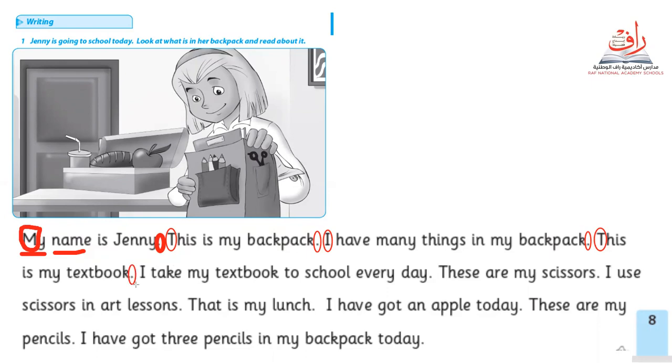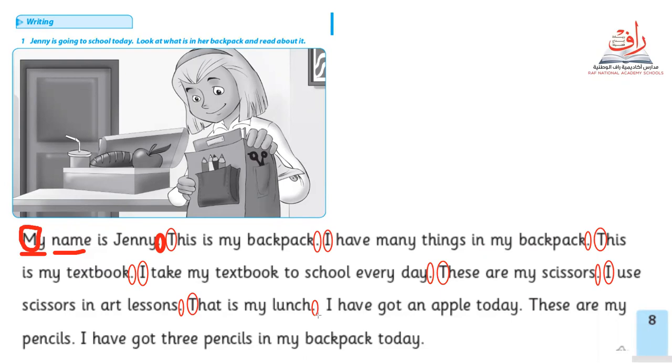She wants to tell us that she has a textbook. Okay, what else, Jenny? Let's start again. I, capital letter, take my textbook to school every day, with a full stop. These, starting with the capital letter, are my scissors, with a full stop. I use scissors in art lessons. Don't forget the capital letter I and the full stop. That, capital letter T, is my lunch. Full stop.